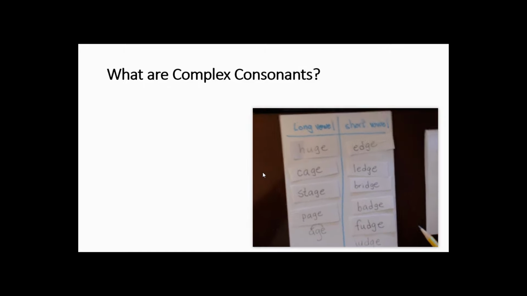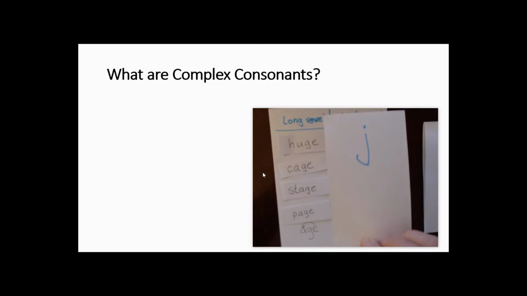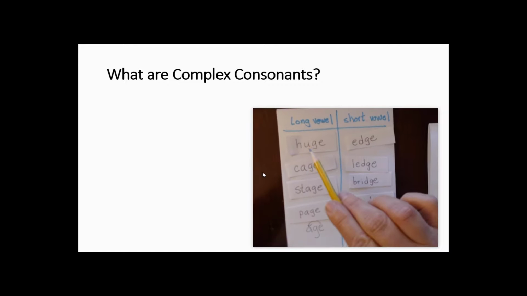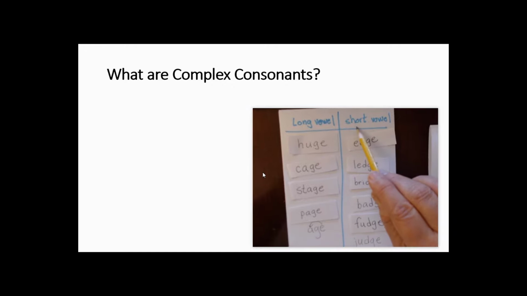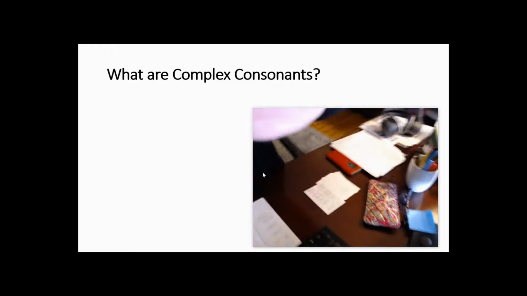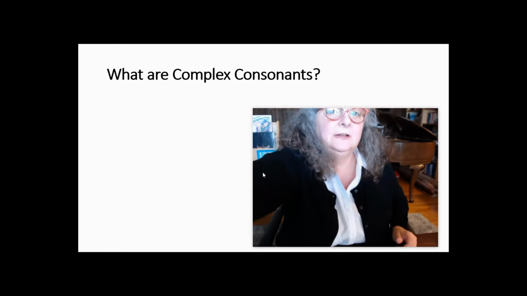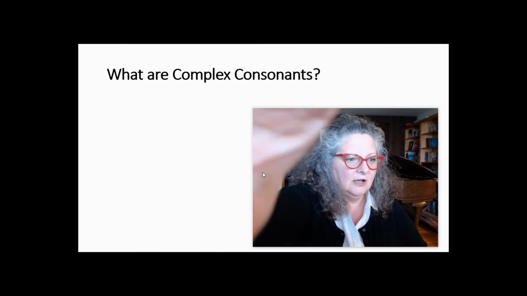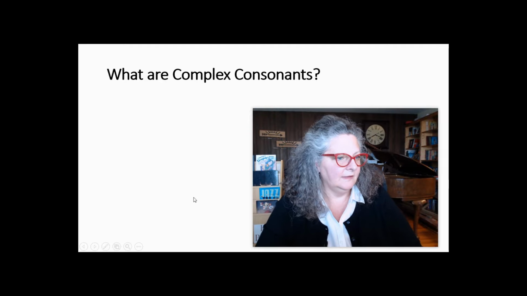So when you're writing a word today and you hear a j sound at the end, you know no English word ends in J. So you have to think about the vowel, and if it has a long vowel, you will make the j sound with GE. If it has a short vowel, you'll make it with DGE. This is how I would introduce a complex consonant, DGE, to students.